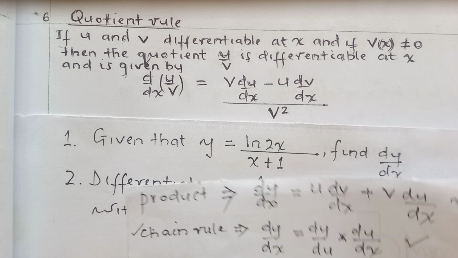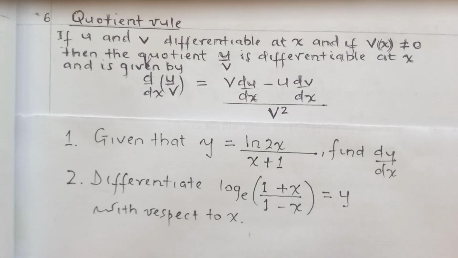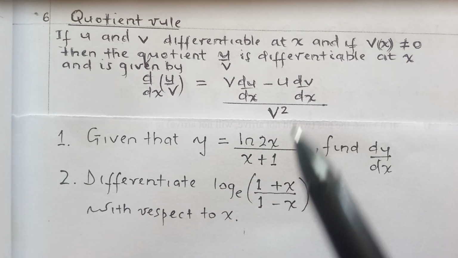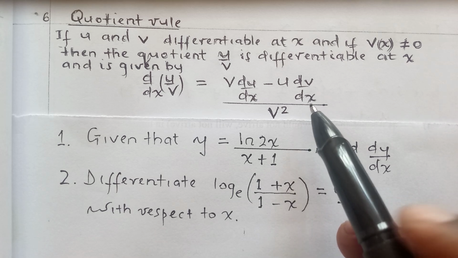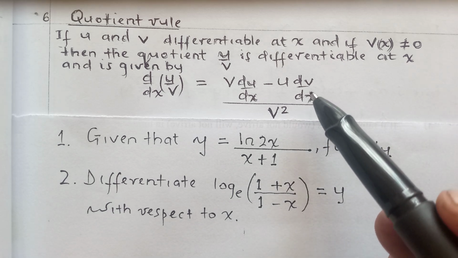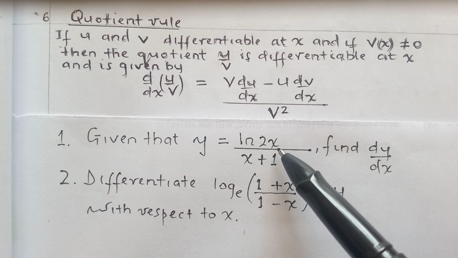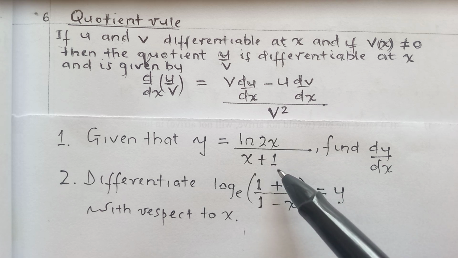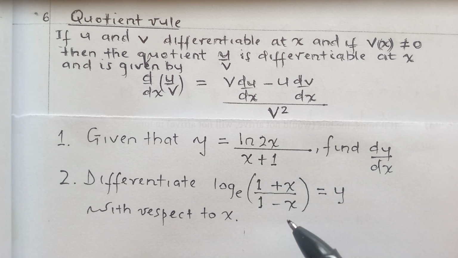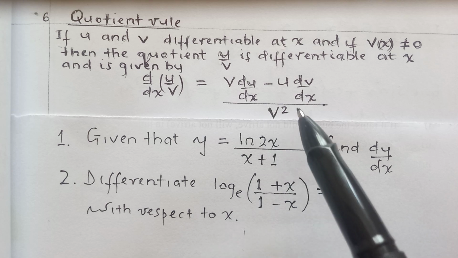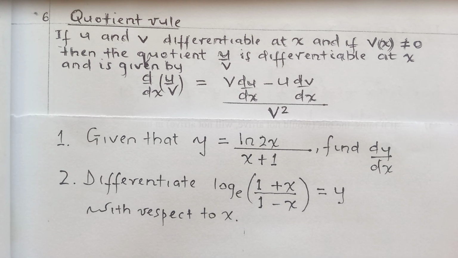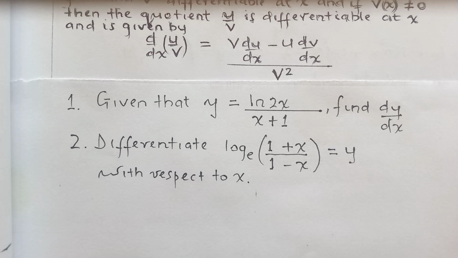So I place my paper there so that I can also refer to what we call the quotient rule. Quotient rule applies where you are dividing two numbers. For example, here you are dividing natural log of 2x over x plus 1. That is division. And this one you are dividing 1 plus x over 1 minus x. So this is where we use now the quotient rule. So let's begin with the first question.